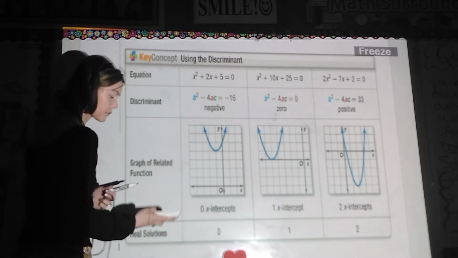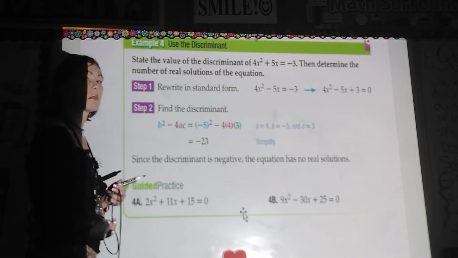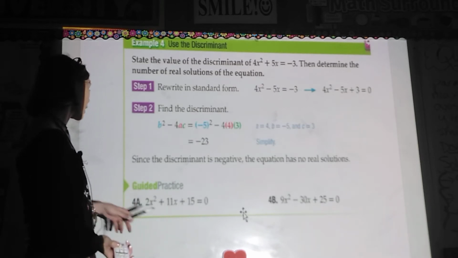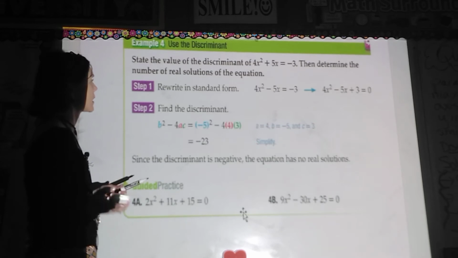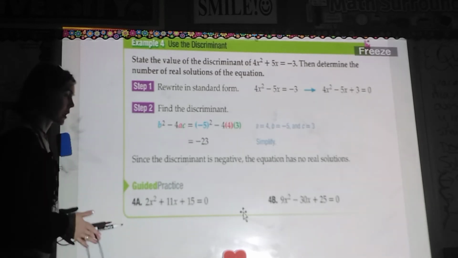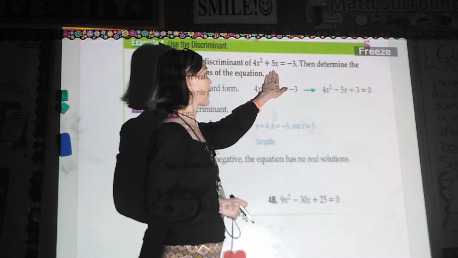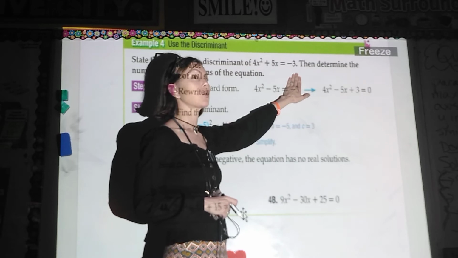So let's look at our example here. Okay? Here it is. This example is done for you, but we're going to do this one together. Okay, so I'm going to freeze it. So let's take a look up here. You have 4x squared plus 5x equals -3. What's the problem? It's not equal to 0.